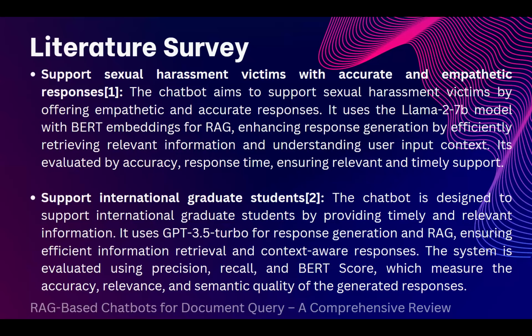The next survey was about supporting international graduate students. This chatbot was designed to support international graduate students by providing relevant information about different universities worldwide and their data, like the courses they offer, the staff they have, and the facilities they provide. They also used different parameters to evaluate the performance of the system, like precision, recall, and BLEU score.